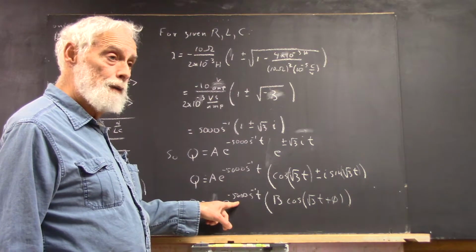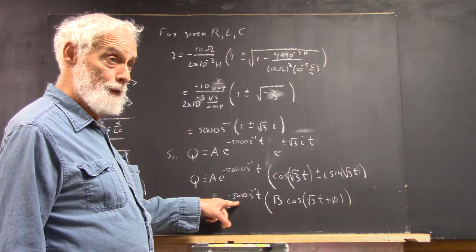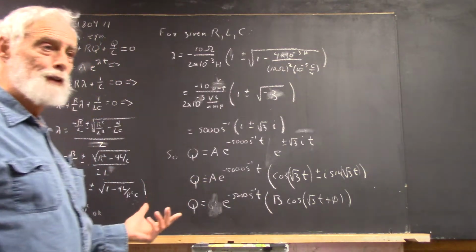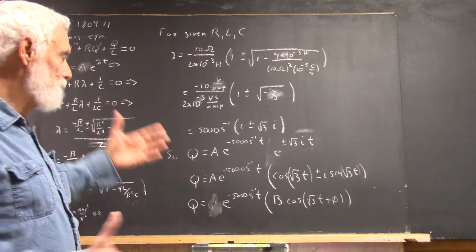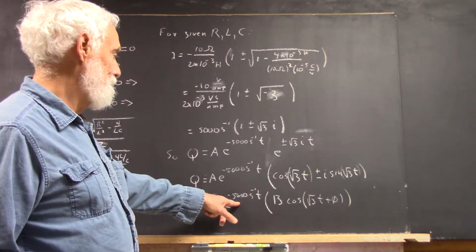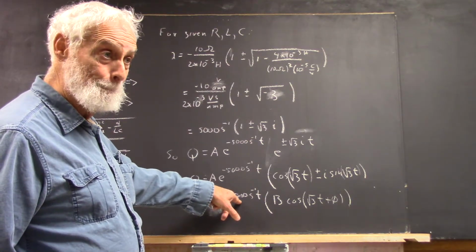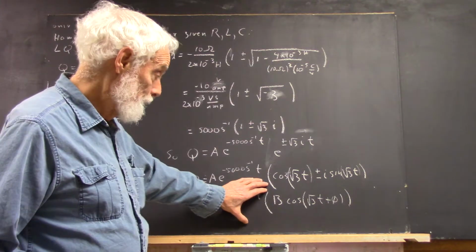Now, how could we make the exponential decline slower? Well, we can reduce the resistance. Of course, as the resistance approaches 0, this approaches e to the 0, which is 1, right? Just again leaving us this.